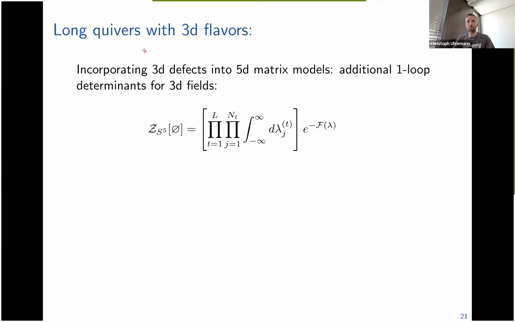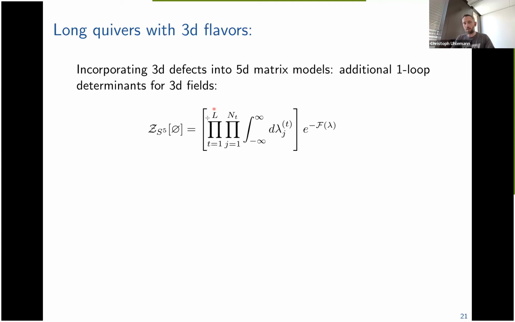And the idea now is to incorporate defects into these 5D matrix models. Now, from a general perspective, we want to couple additional three-dimensional matter degrees of freedom to the 5D quiver. And that's a bit more than inserting an operator. We actually have new degrees of freedom. But since we're not adding vector multiplets, we actually do not introduce new integration variables.